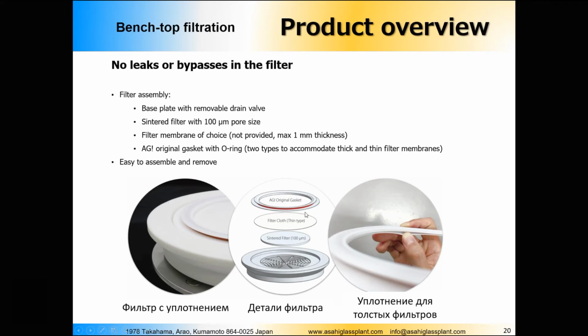The design of this seal is made for the cases when we have a filter cloth which is relatively thin. When we have a relatively thick filter cloth or filter material, then we will need another type of seal, which is also supplied in the standard scope of supply, which has a groove inside this seal. You insert the filter material inside this groove, and in this case you will as well get the perfect sealing without any leakage.